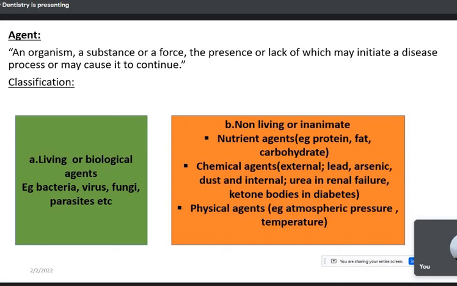So just understand this proper definition. Whenever you are asked about agent, don't say that only the presence will initiate the disease. You have to understand the lack can also cause the disease. So the complete definition is here.